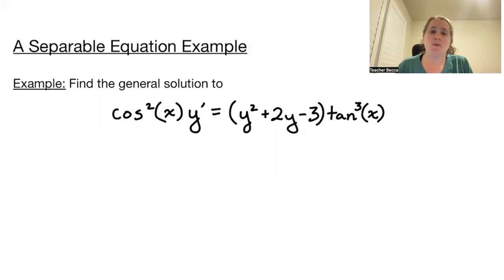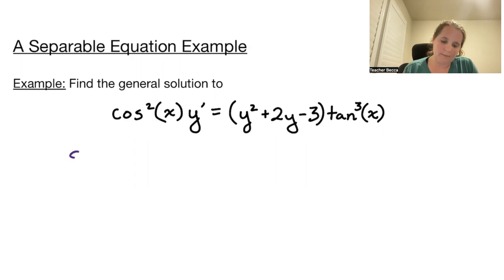Welcome to a separable equation example. So in this example, our job is to find the general solution to cosine squared of x times y prime is equal to y squared plus 2y minus 3 times tangent cubed of x.